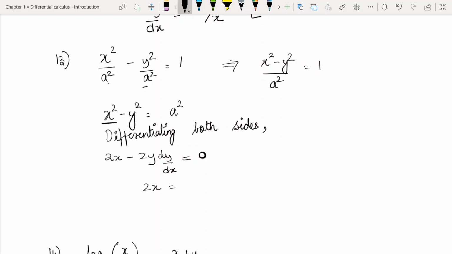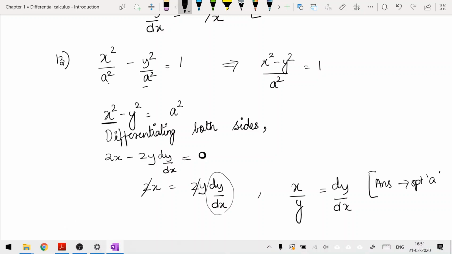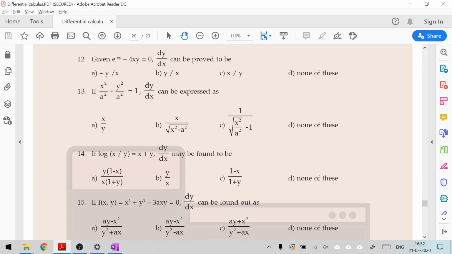Okay. So next step, let us write down 2x is equal to, take this term to the right hand side, 2y dy by dx. Now cancel the 2 on both sides. The question was asking us to find the value of dy by dx, so isolate it to the right hand side. Okay, is equal to, x is already there, bring the coefficient down, becomes x by y. This I remember is option A, correct? Let's go back and check whether we are right about this. So option A is your answer.